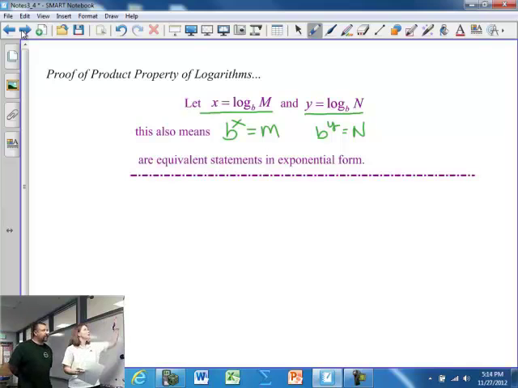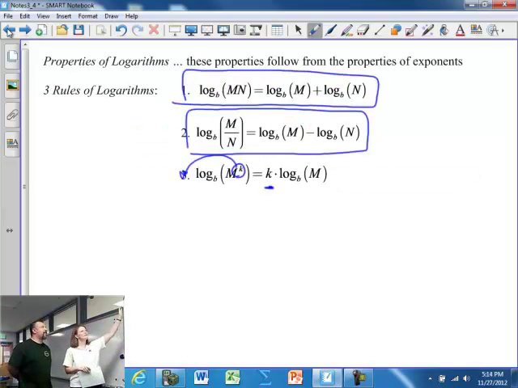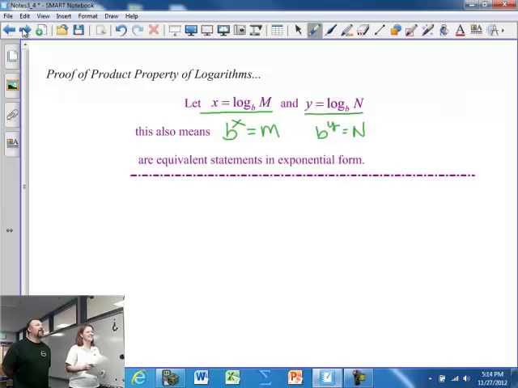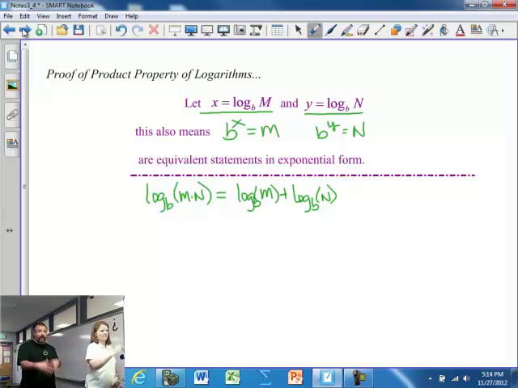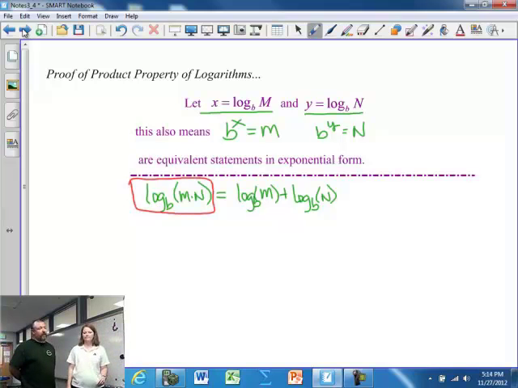The property from the previous page that we're going to prove is the first one. Shall we write it down? So the first property says log base b of m times n equals log base b of m plus log base b of n. So what we're going to try to do is prove this by starting on the left side, doing something fancy to it, and eventually ending up with the right side as our final expression. But we're not going to work on both sides. Start with one or the other.